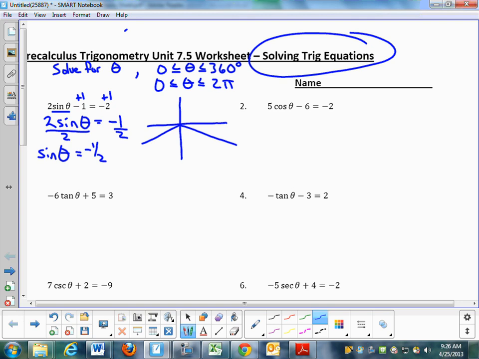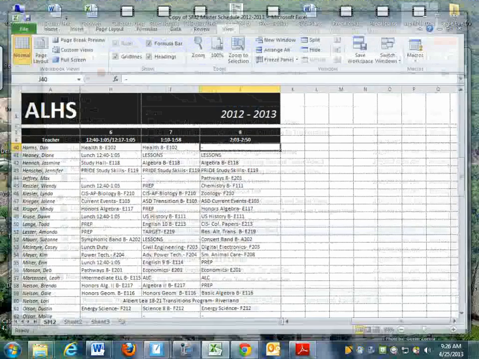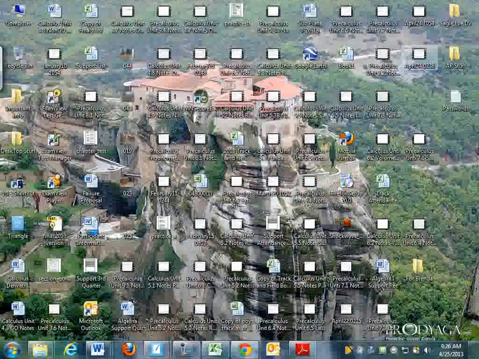Okay, so let's see how our calculator can tell us that. Take out your calculator, which you probably already have out. I don't because I got 48 things open on my stupid computer.